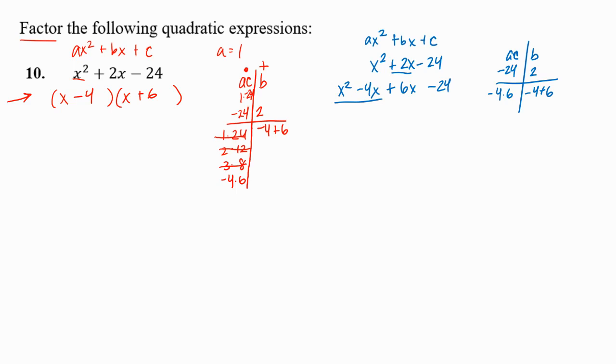Then looking at the first two, the only thing they have in common is an x. We're left with x minus 4. Looking at the next two, they're both divisible by 6, so we can factor that out, and we'll be left with x minus 4.